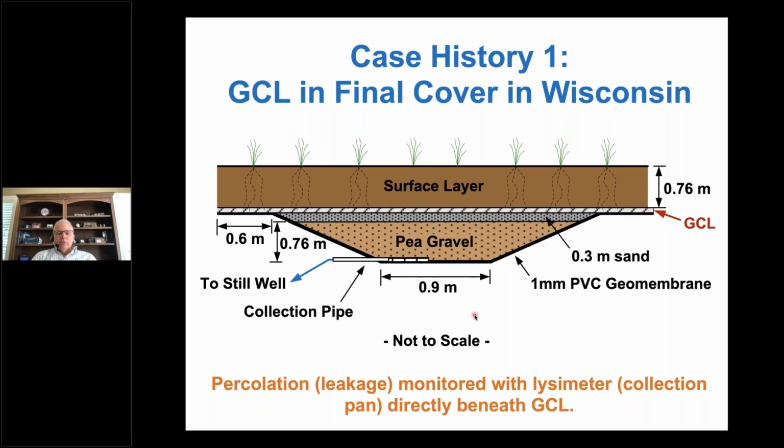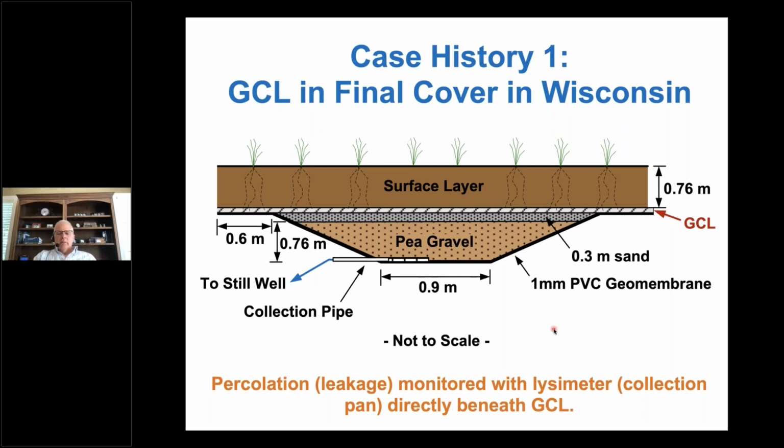And when GCLs were brought into the marketplace, there was some reluctance from the regulatory agencies to accept a GCL as an alternative to a compacted clay layer in a liner or in a cover. And this was a coal combustion products landfill, Southwest Wisconsin, at a power plant, that was being closed, and the engineer had suggested using a GCL in place of a compacted clay layer.